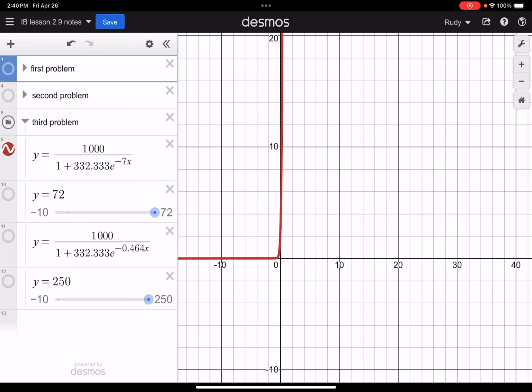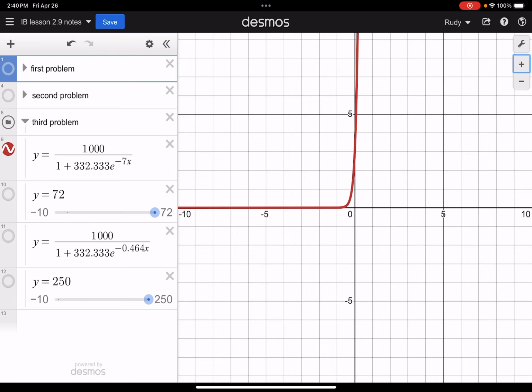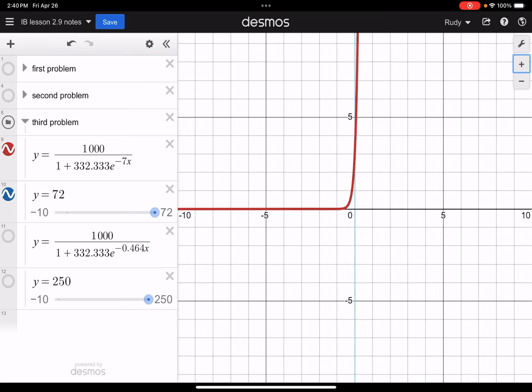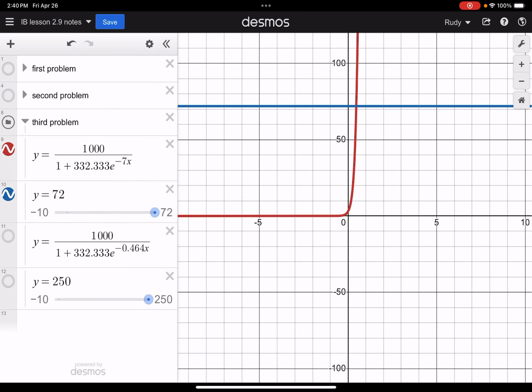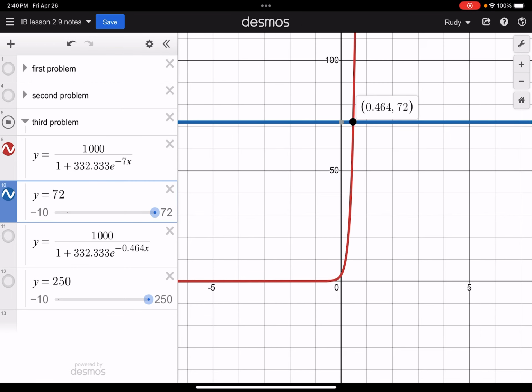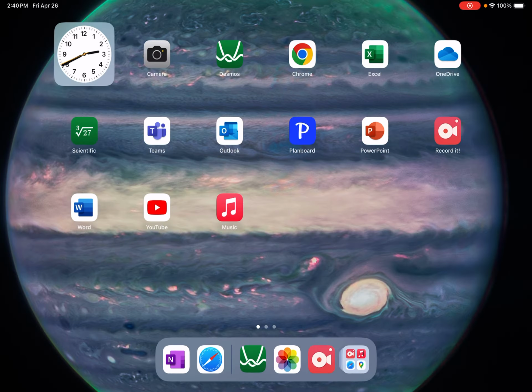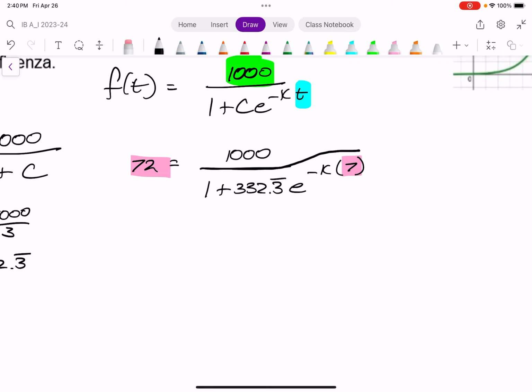And so this here, let me adjust my settings. This is the right-hand side of the equation, y equals 72. That's the left-hand side. I need to adjust my scales to actually see that 72 and where they intersect at approximately 0.464, which is accurate to 3 significant figures. So 0.464 is my value for k. I solved by graphing, and I got k is approximately 0.464, which means I now know my model.